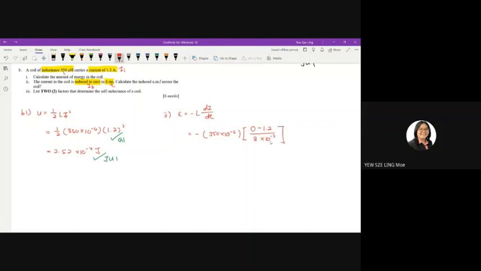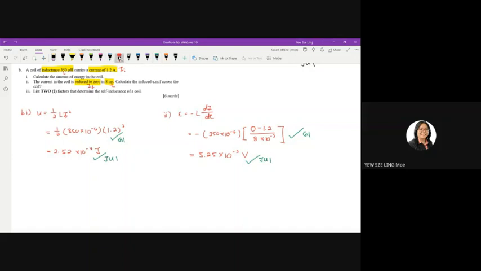So that is how you do the substitution. Plug in everything and then eventually you will get 5.25 times 10 to the power of negative 2 volt. So if you got it right, 1 mark for the substitution and 1 mark for the final answer with correct unit. Okay, so again, 2 marks for this second question.